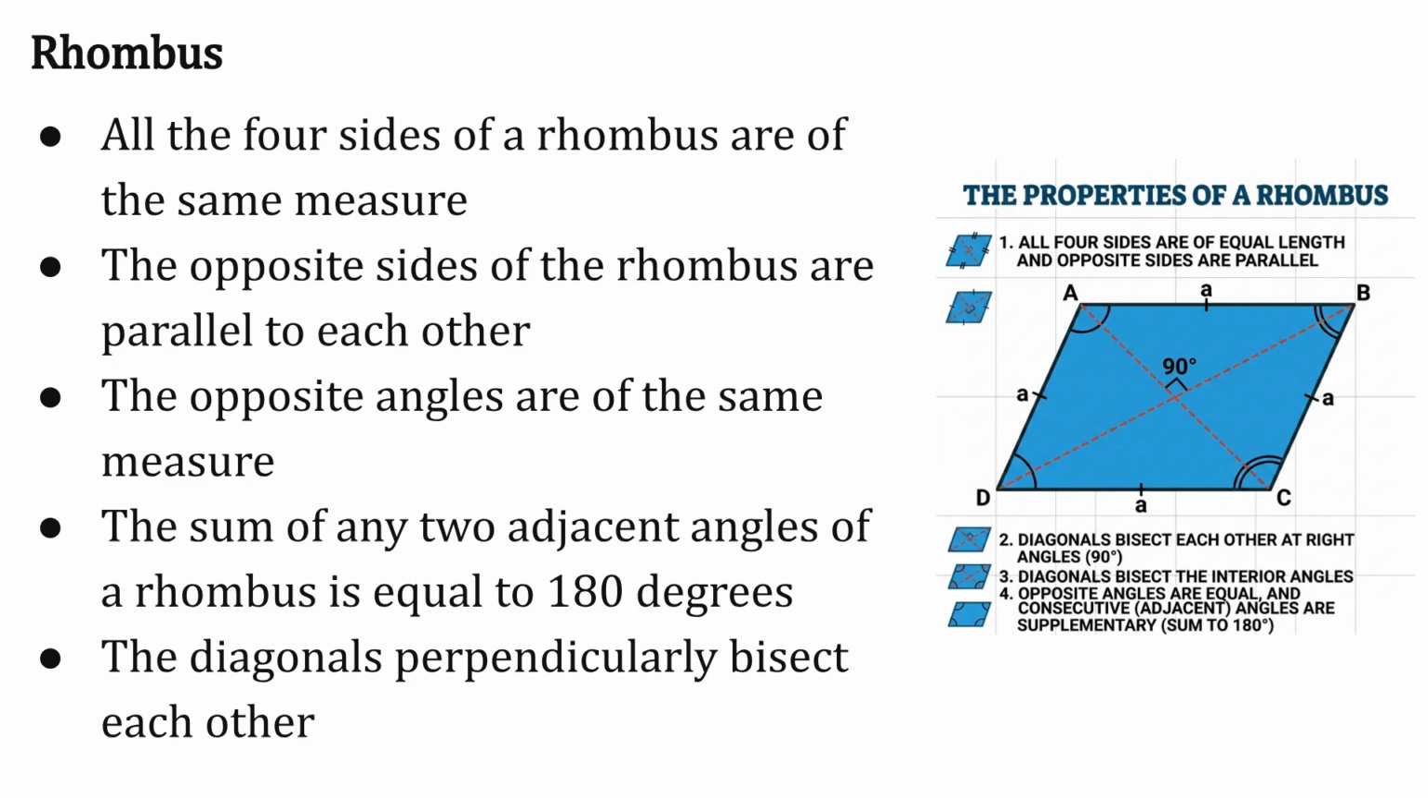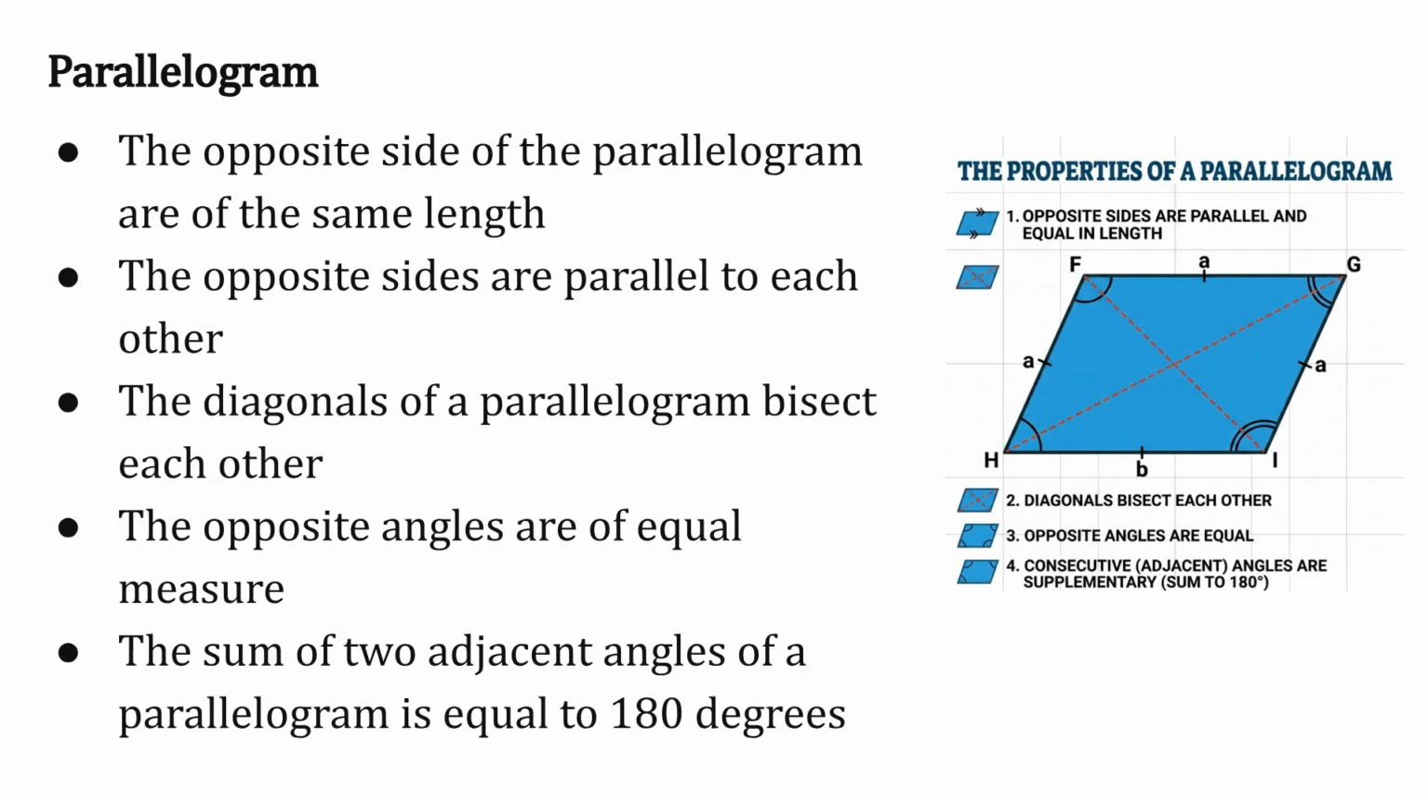Rhombus. All four sides of a rhombus are of the same measure. The opposite sides of the rhombus are parallel to each other. The opposite angles are of the same measure. The sum of any two adjacent angles of a rhombus is equal to 180 degrees. The diagonals perpendicularly bisect each other.